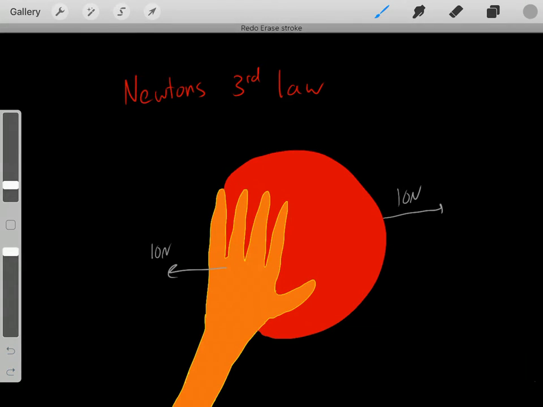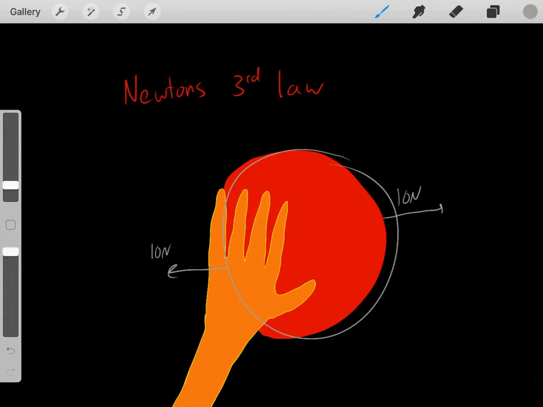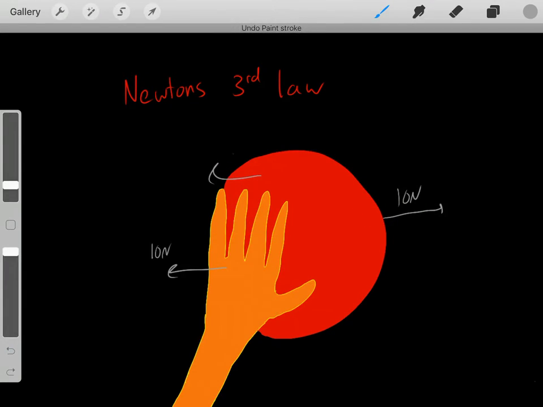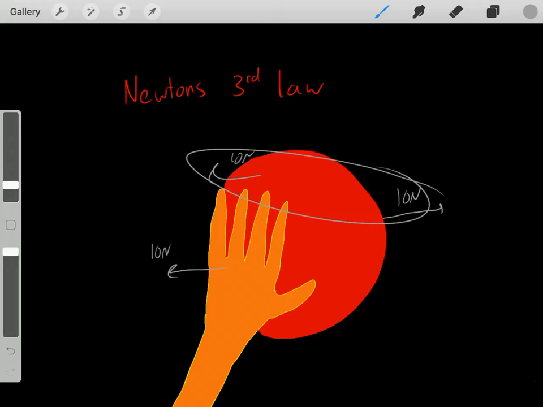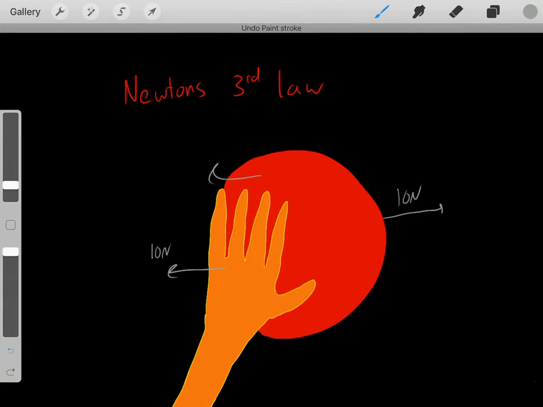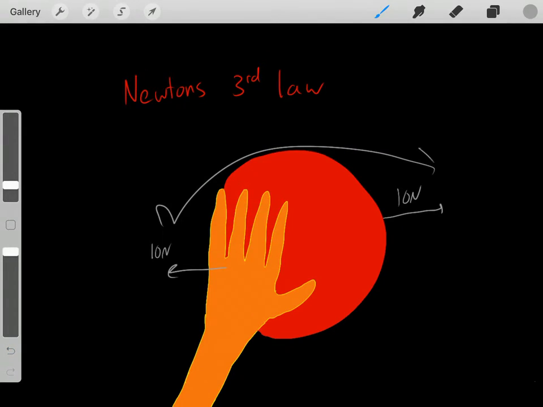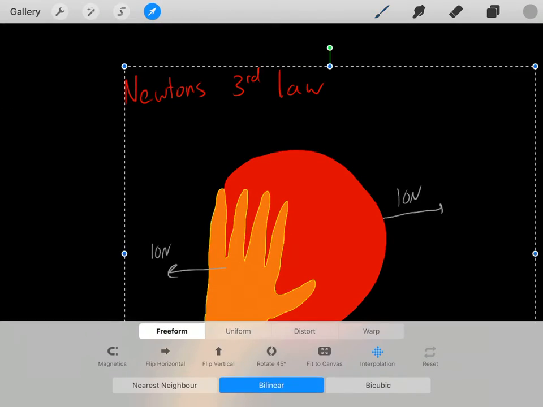Because if you think about it, that wouldn't make sense. If this ball felt both equal and opposite forces, it wouldn't move. It would feel the 10 newton force in this direction and the 10 newton force in this direction, and it would never move, and we would never have movements. So these equal and opposite forces are always on different objects.